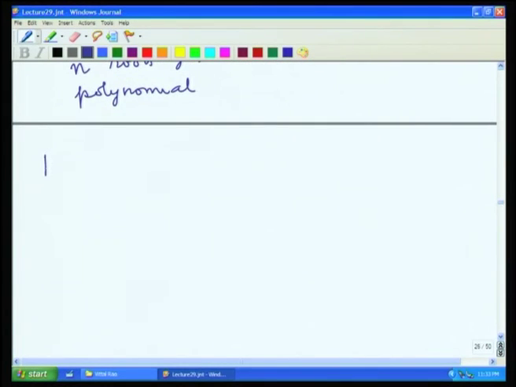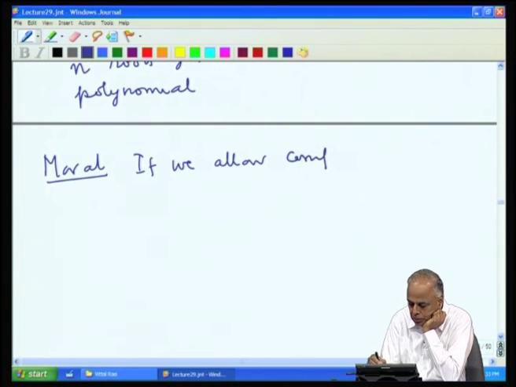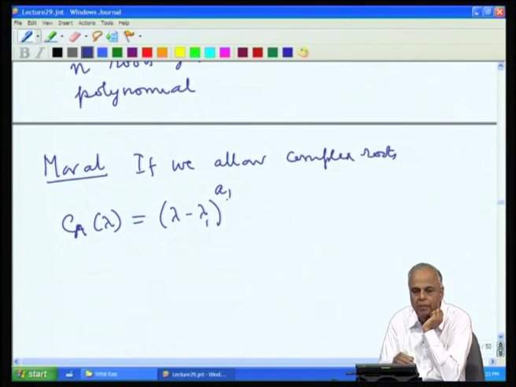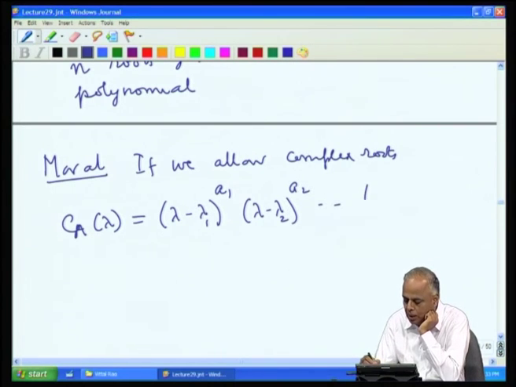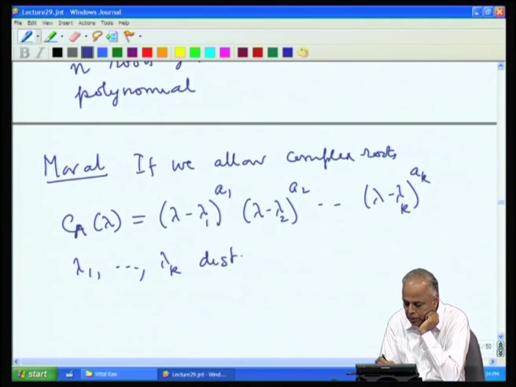So, what is the moral? The moral is, if we allow complex roots, C_A(lambda) can be factored. Say lambda_1 is a root, maybe it repeats a_1 times, lambda_2 is a root, maybe it repeats a_2 times, lambda_k is a root, maybe it repeats a_k times, where lambda_1, lambda_2, ..., lambda_k are distinct roots and a_1, a_2, ..., a_k are their repetitions.